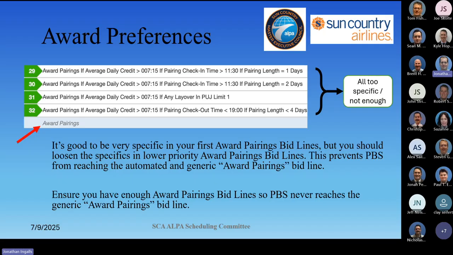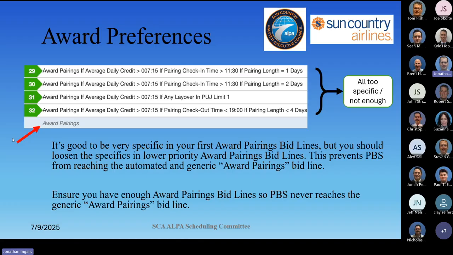If there was flying you really didn't want to do, you'd have taken it out using your avoids and your prefer offs. So anything left in your pool of pairings is fair game to be awarded to you. What's left in your pool of pairings? You want to be specific using your award commands to rank what's in there. If there are things in there that you really don't want to fly, you should deny them, avoid them, prefer them off.